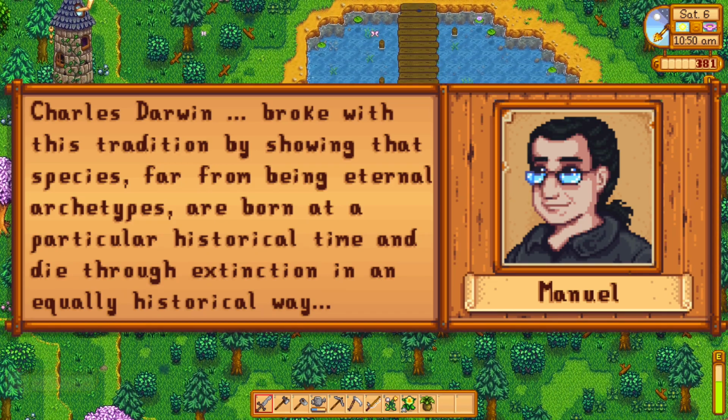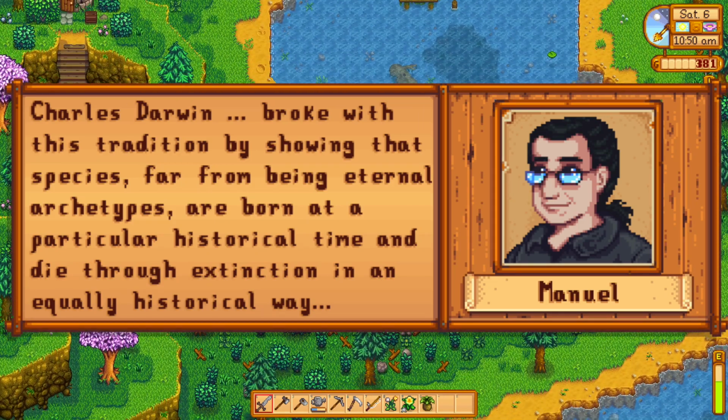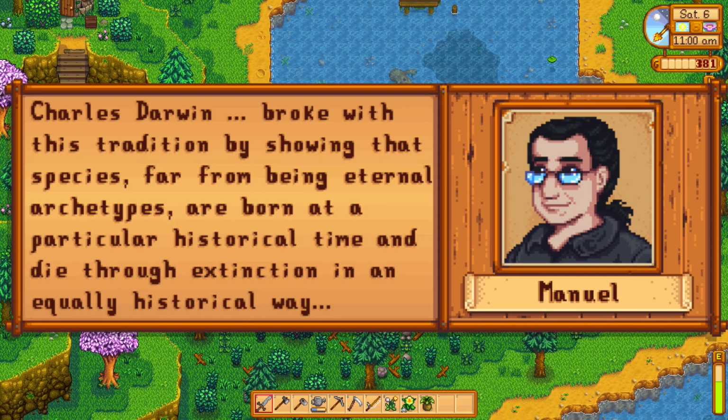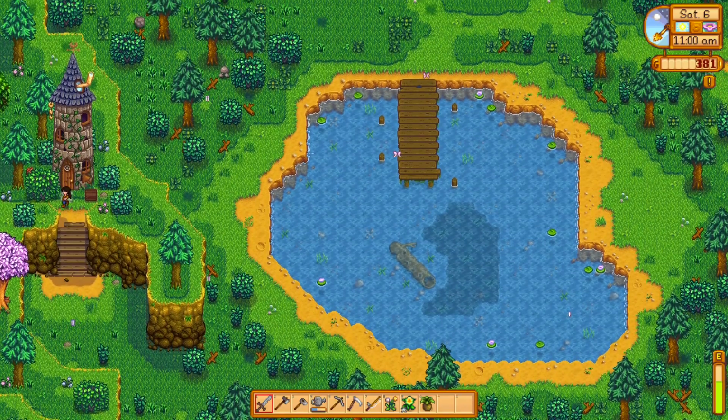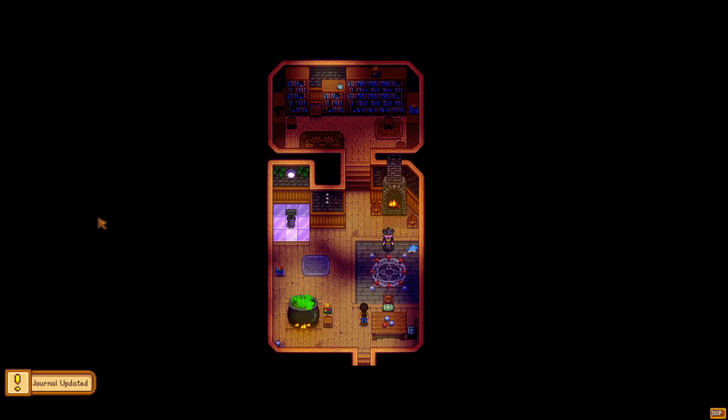However, in DeLanda's words, Charles Darwin broke with this tradition by showing that species, far from being eternal archetypes, are born at a particular historical time and die through extinction in an equally historical way. What he wants to bring our attention to is the somewhat controversial and quite recent idea that species are individuals in their own right, a notion that takes Darwin's breakthrough and runs with it.